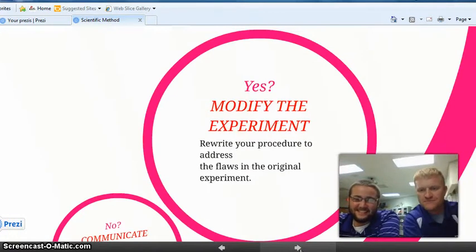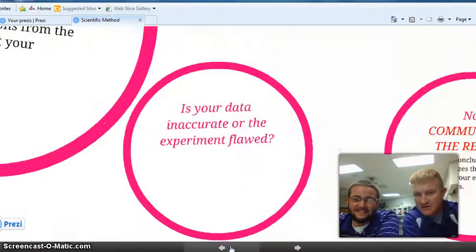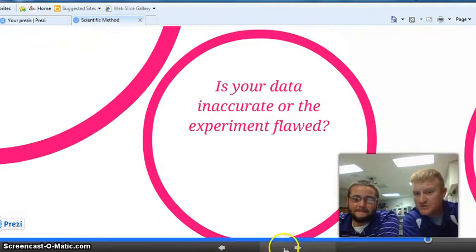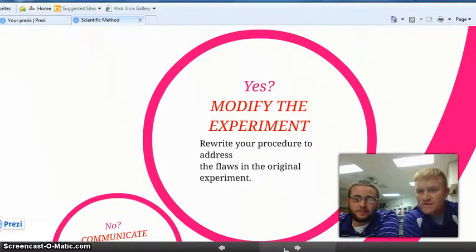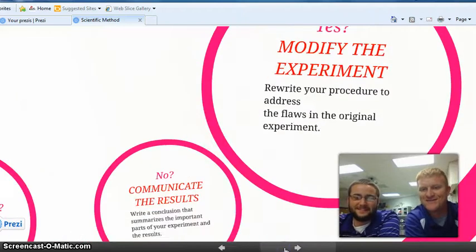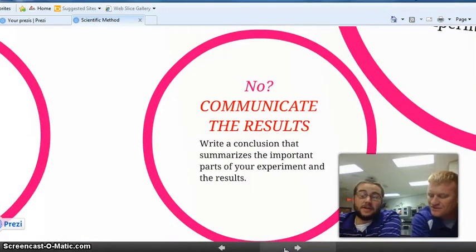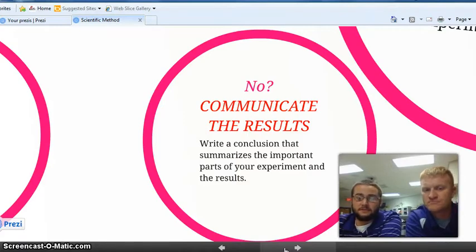Well, let's go back. If your data was inaccurate, or the experiment was flawed, then you need to rewrite your procedure to address the flaws in the original experiment. This is the part that 7th graders hate. If there are no problems, then you can move to the final step, which is to communicate the results. You want to write a conclusion, summarize what you did, and tell people the important findings that you have.